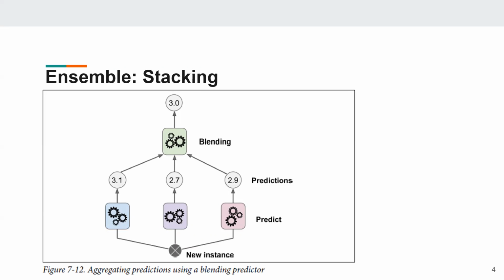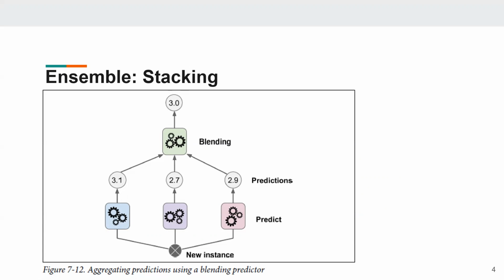Suppose that I have a new instance, and I have three different models. In this case, three different regression models. The first model comes back with a 3.1 prediction. The second one comes back with 2.7. The third one comes back with 2.9 for this new instance's corresponding prediction of y. And then the question is, are we able to use some sort of blending or a new model to come back with a predictive value of 3.0? Remember that in the hard voting mechanism, instead of having a new model, you would have some sort of average of those predictions to come up with a conclusion, right? In this case, we have a new model in between to come back with a prediction.